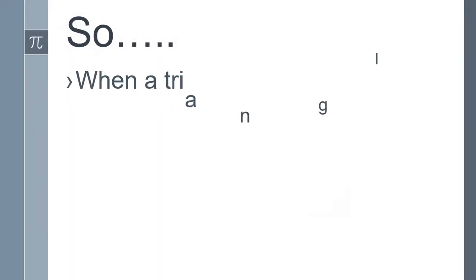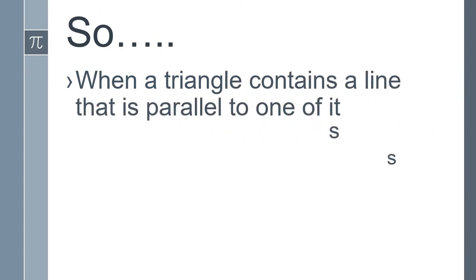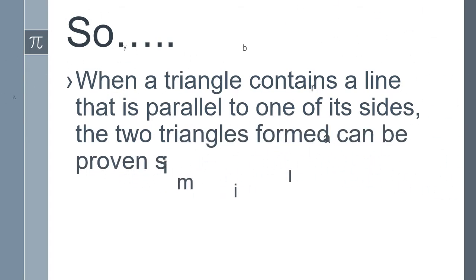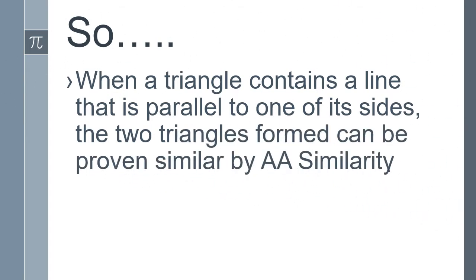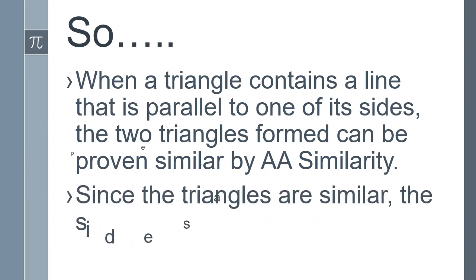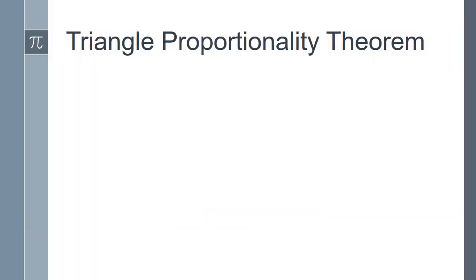So, when a triangle contains a line that is parallel to one of its sides, the two triangles that are formed can be proven similar by angle-angle similarity. Since the triangles are similar, the sides are proportional, or as we would say, proportionate, as it says here. That is what we call the triangle proportionality theorem.